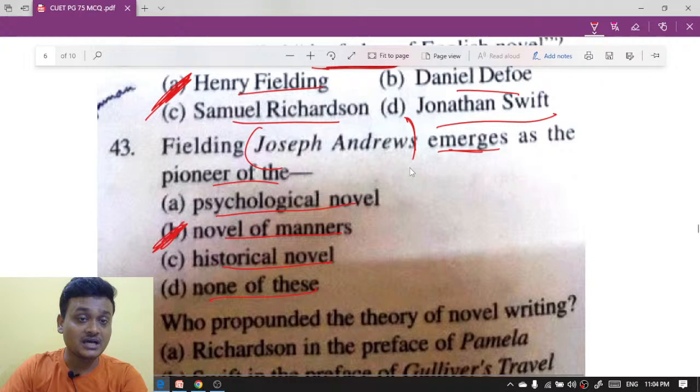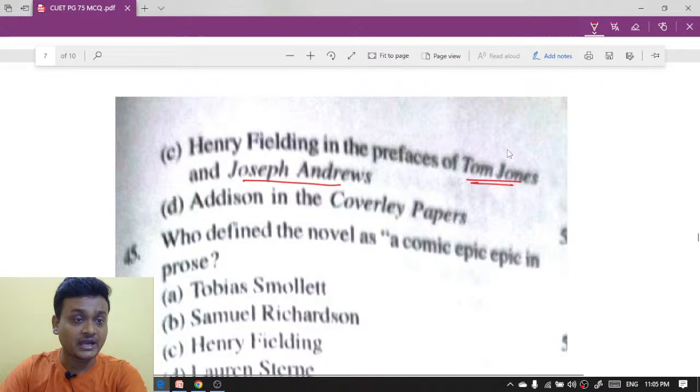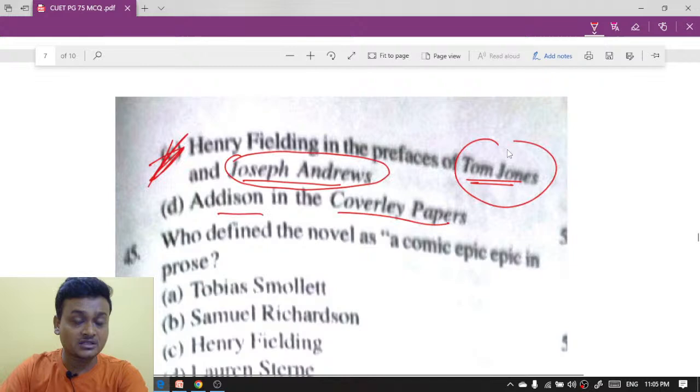So B is the answer. Next question. Who propounded the theory of novel writing? Richardson in his preface to Pamela, Swift in the preface of Gulliver's Travels are the wrong options. The remaining two options are Henry Fielding in the preface of Tom Jones and Joseph Andrews, or Addison in the Coverley Papers. So it is Henry Fielding in his preface of Tom Jones and Joseph Andrews. He has propounded the theory of novel writing. So here C is the right answer.